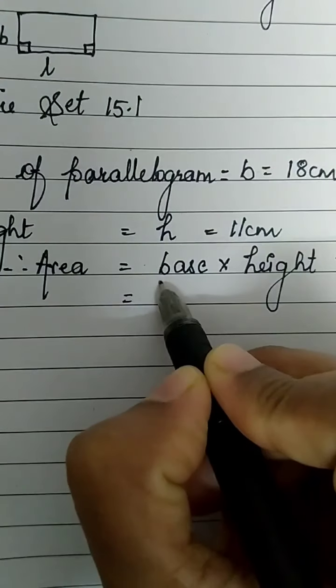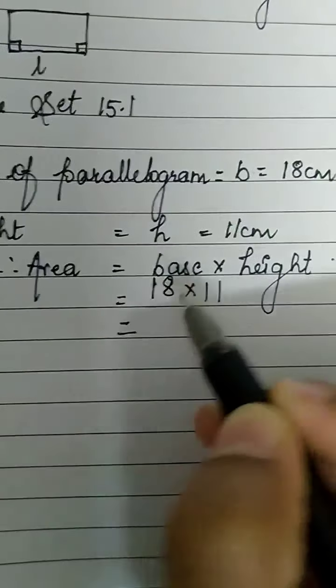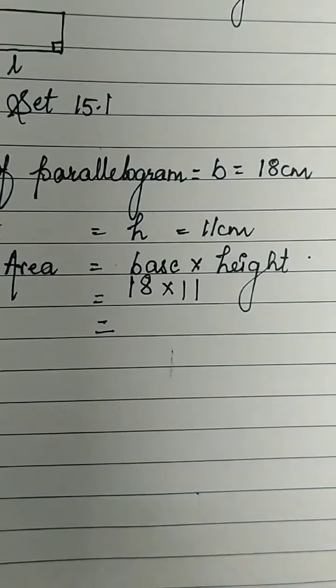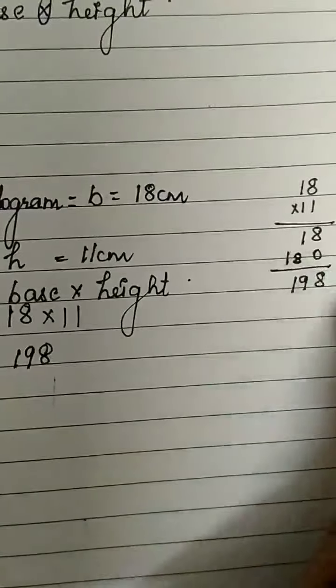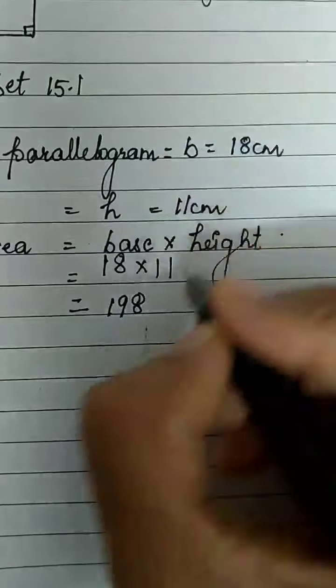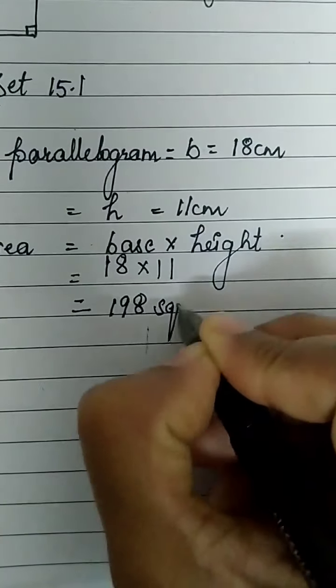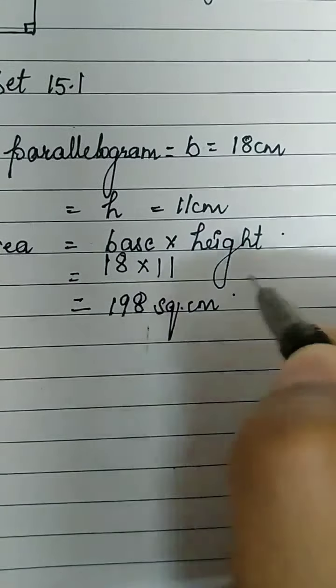Substitute the value. Base is 18 into 11, which is equal to 18 into 11. Find out the answer. So I've done the calculation here. I got the answer as 198. Area as unit is written in the form of square. This is in centimeter, so square centimeter.